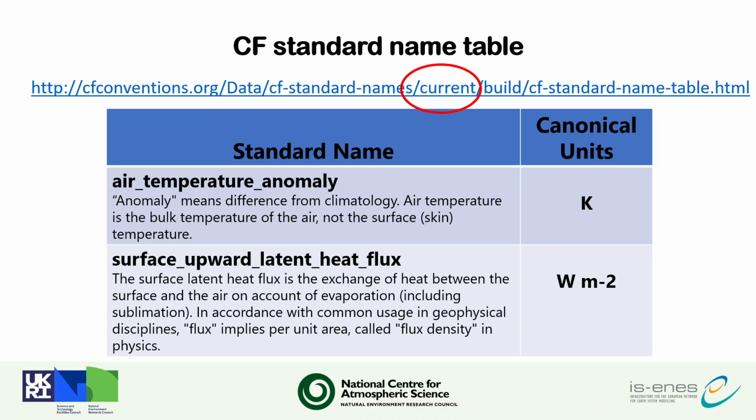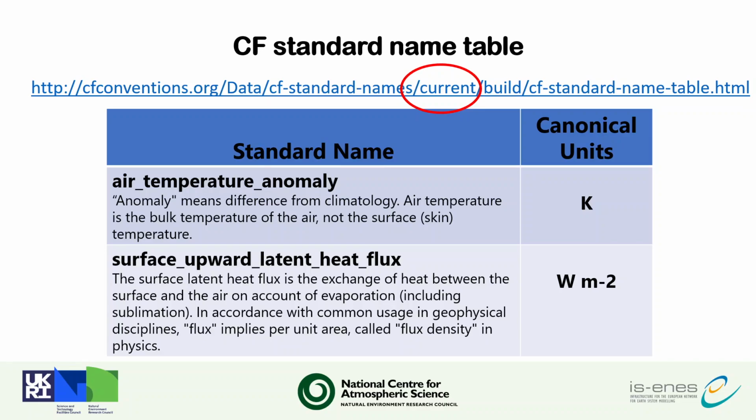The third piece of information in the standard name table is called the canonical unit. And this is usually, although not always, an SI unit of measure. The canonical unit is best thought of as specifying the physical dimensions of the named quantity in terms of mass, length, time, and so on. And it must be physically consistent with the quantity described by the standard name.